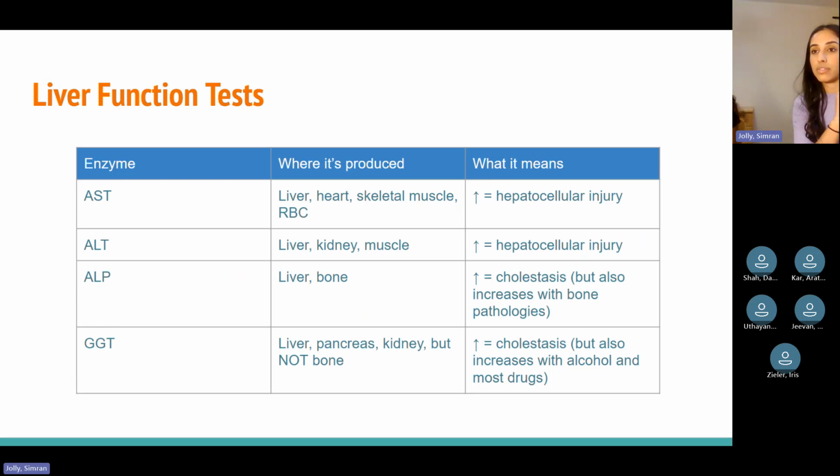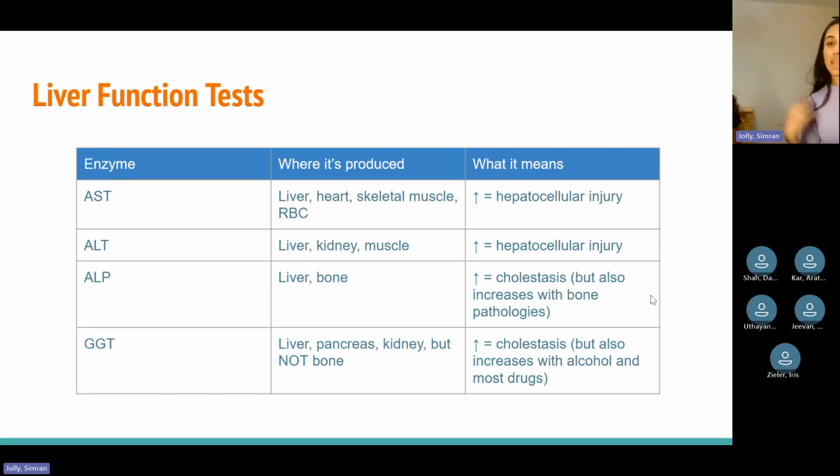So it's important to look at the entire LFTs as a whole, other blood tests, and your vignette as well, just to make sure you've got the right picture, rather than just assuming it's liver because it's in your LFTs. Then you've got your ALT, which is slightly more specific. It's produced in the liver, kidney, and muscle. And the same, if it's raised, it implies some sort of hepatocellular injury. We'll talk a little bit more about the ratios later on as well.